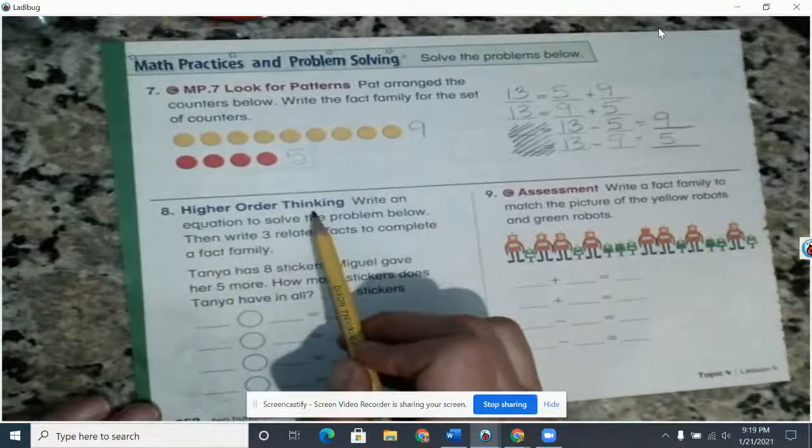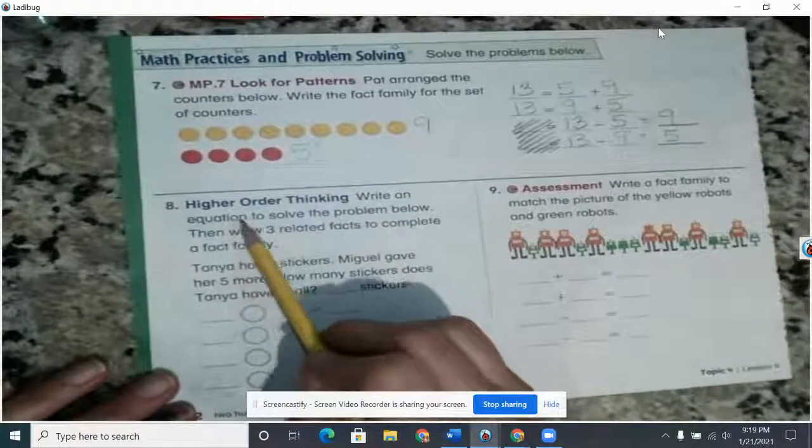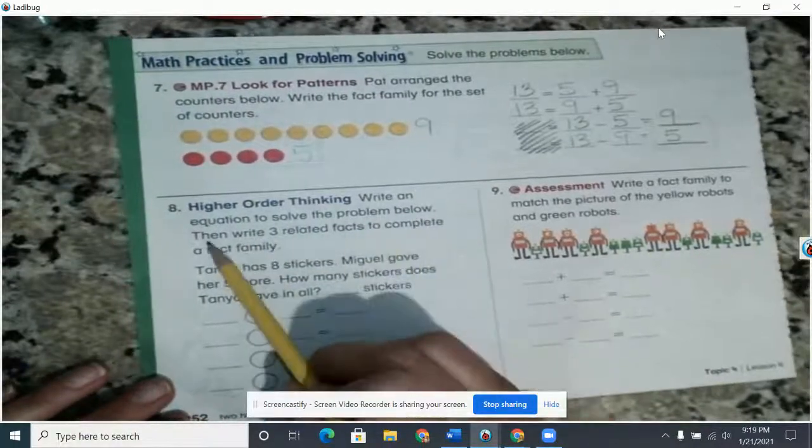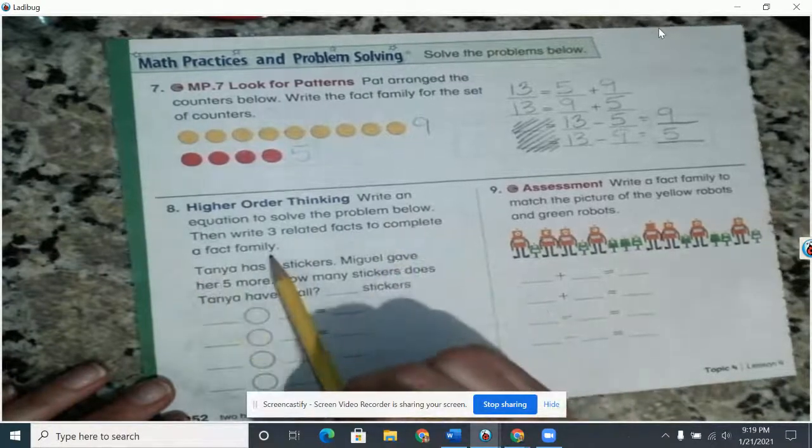Higher order thinking. That means that you really are going to have to think to do this one. Write an equation to solve the problem below. Then write 3 related facts to complete a fact family.